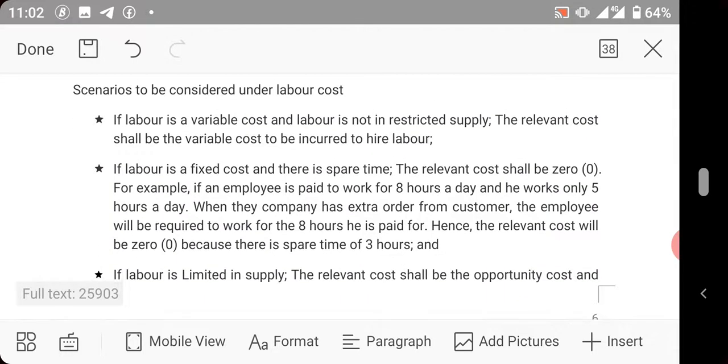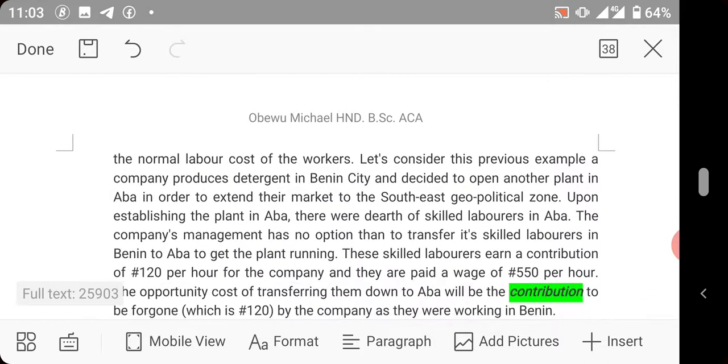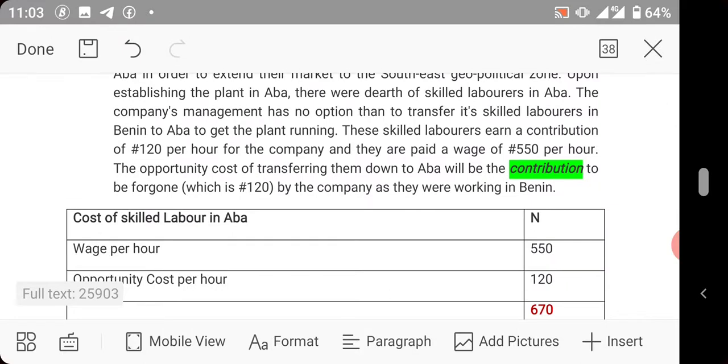Scenario 2, if labor is a fixed cost and there is spare time, the relevant cost shall be 0. Read the example I gave. Third scenario, if labor is limited in supply, the relevant cost shall be the opportunity cost. I reproduced the opportunity cost example I gave previously. We shall appreciate this when we take equations for proper understanding and application.